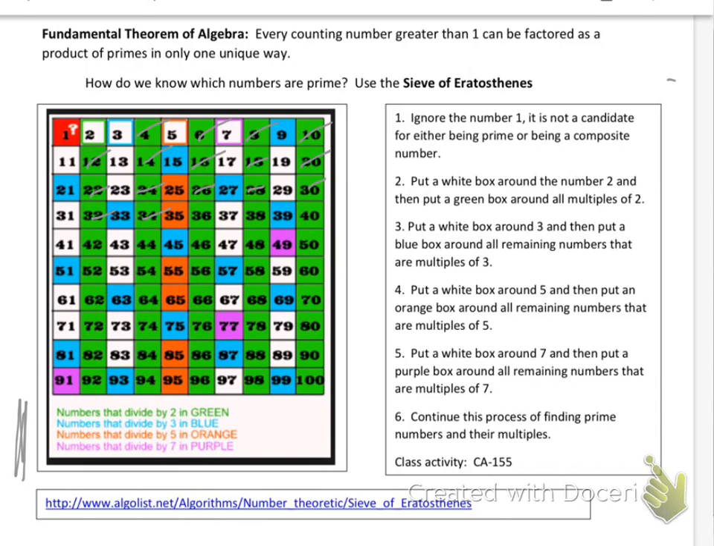So class activity CA-155 also lets you do that. So note that this is an important activity. It helps your students have a sense of what prime numbers are. And in this particular activity, all the prime numbers are white. All the non-primes are colors other than white.